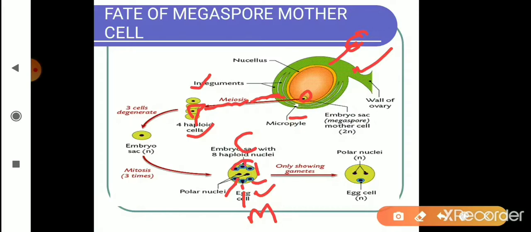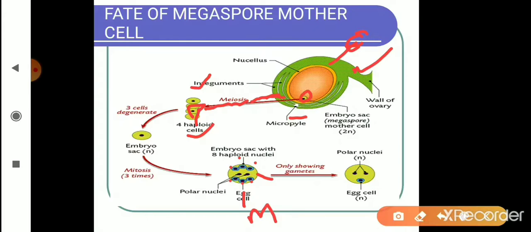One nucleus from here and one nucleus from here come to the center, and these are called polar nuclei. So you can see here 8 nuclei are there but cells are 7 only, because 1 cell, 2 cell, 3 cell, 4 cell, 5 cell, 6 cell, and this is the largest, green-colored cell that contains 2 nuclei. So the 7-celled, 8-nucleate stage is here.